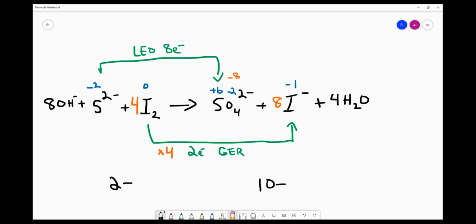And once again, I'm now going to check to make sure that the oxygens are balanced. On the left-hand side, I have 8 oxygens. On the right-hand side, we have 4 in the sulfate ion, and then 4 more in the water molecule, so 8 in total on the right-hand side. So all of the elements are balanced, and the charges are balanced, and we know that electrons lost equals electrons gained.